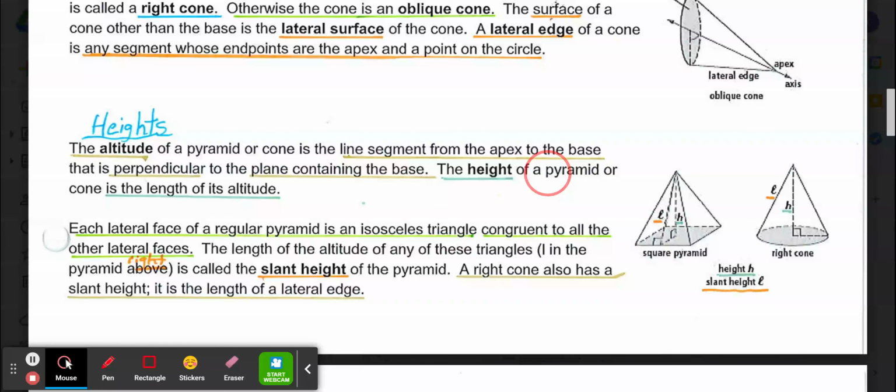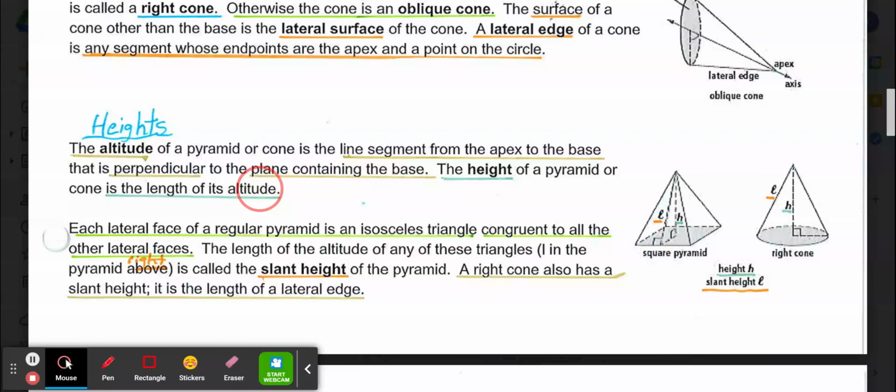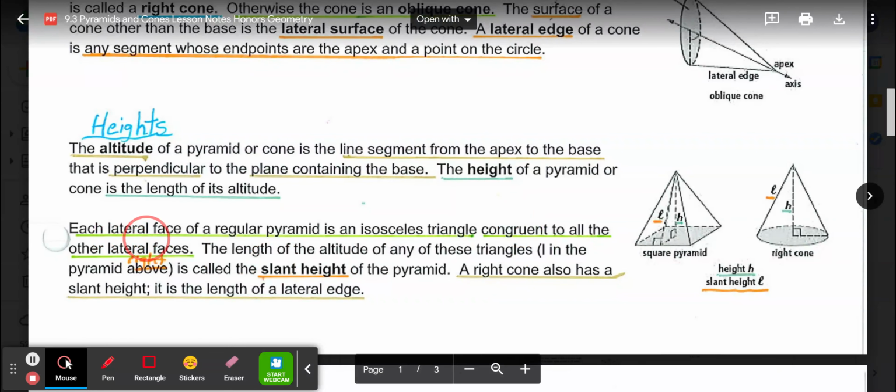So that height of the pyramid or cone would be considered the length of the altitude. So the length of that altitude is our height. Then each lateral face of a rectangular pyramid is an isosceles triangle, congruent to all the other lateral faces.